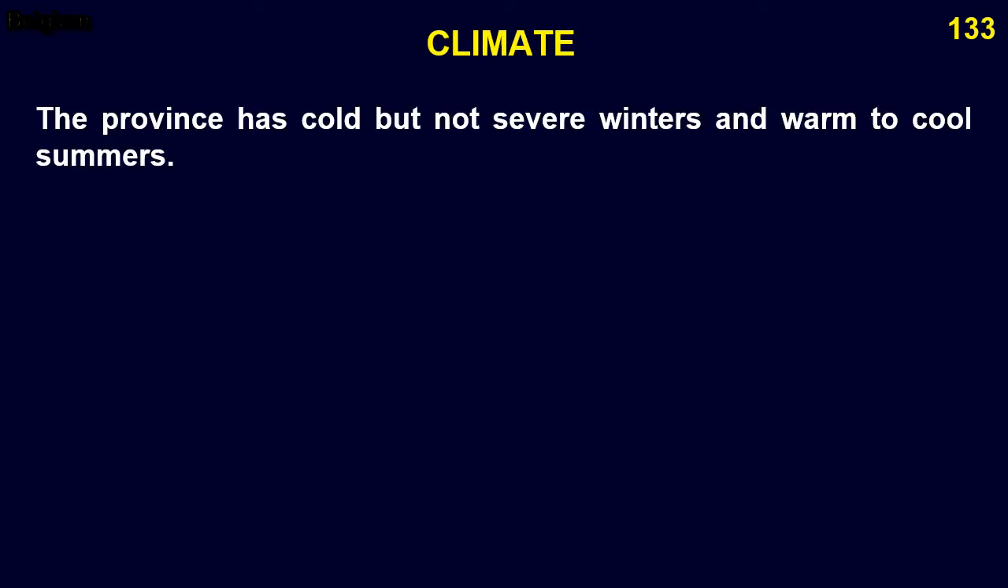The province has cold but not severe winters and warm to cool summers. July mean temperatures. The mean July temperature of the coast ranges from 40 degrees Fahrenheit, 4 degrees Celsius, in northern Labrador to 59 degrees Fahrenheit, 15 degrees Celsius, on the island's south coast. In the southern interior, the July mean temperature is just above 60 degrees Fahrenheit, 16 degrees Celsius.